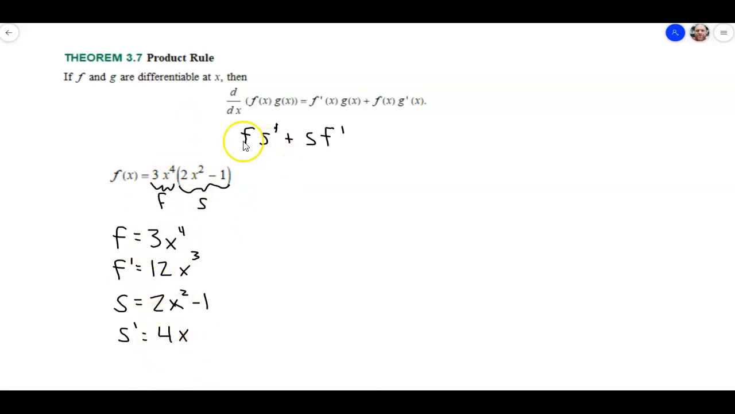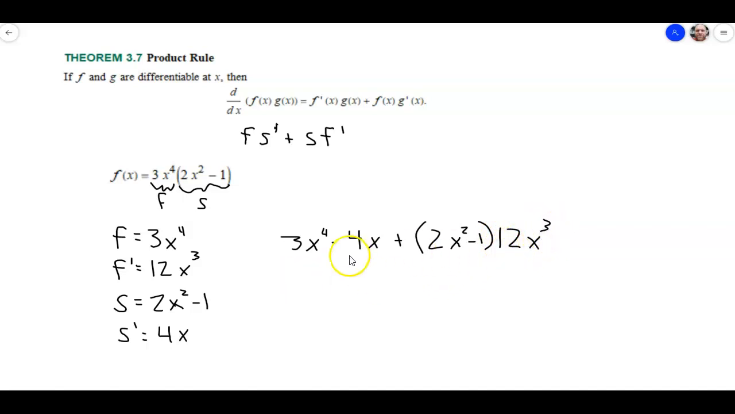So now that I have everything broken up, I can put it into my little formula here. Now you're welcome to use this one. We're going to get an equivalent answer. But this is going to be 3x to the fourth times the derivative of the second, so times 4x. And then we're going to get a plus. And then we're going to get the second, which is 2x squared minus 1. Be sure to put that in parentheses because we're probably going to have to distribute there, times the derivative of the first, which is 12x cubed.